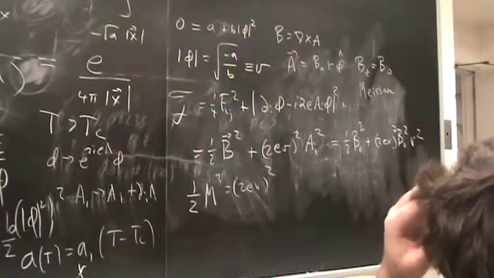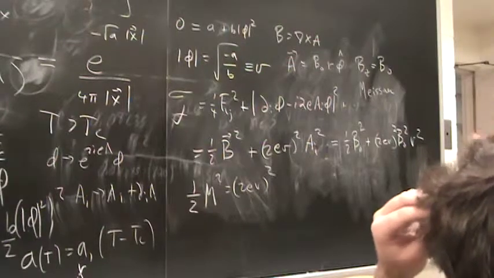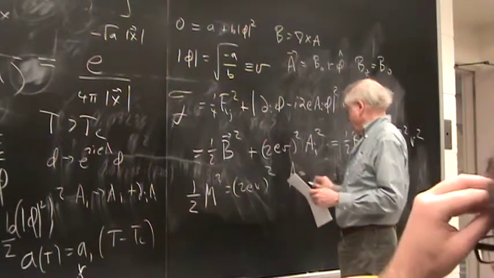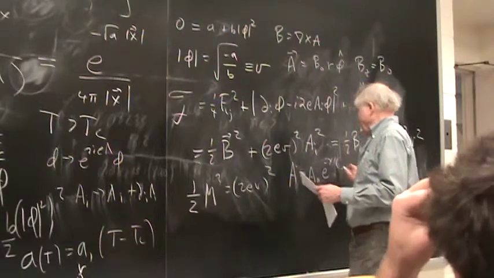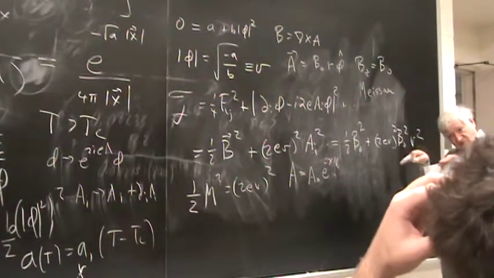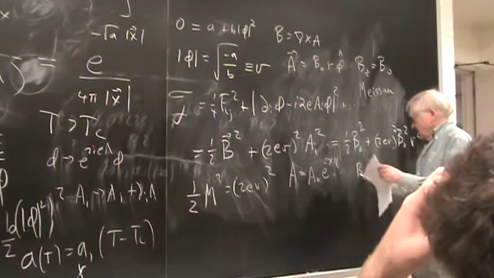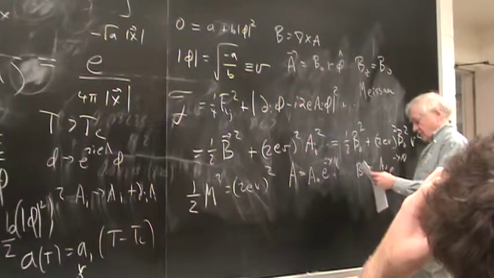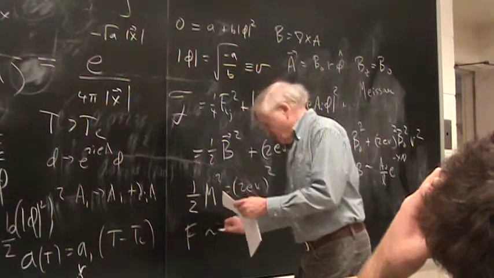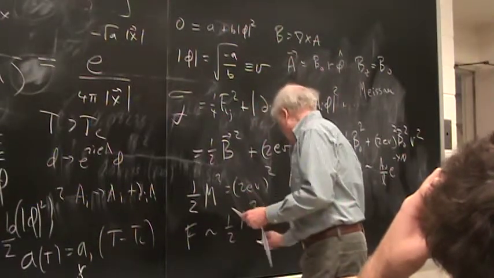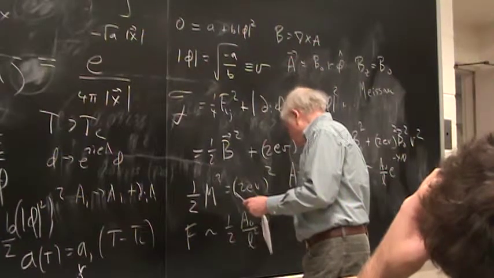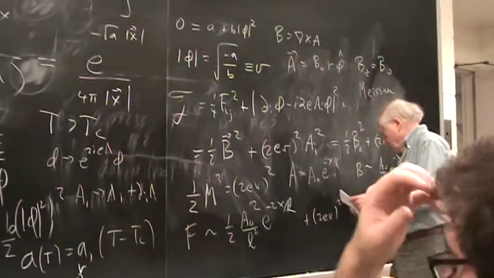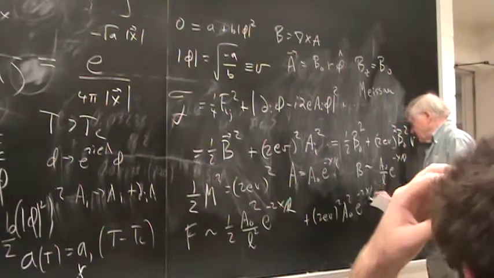And so now London computed what the penetration depth would be. And I'm going to do this very, very casually. I'm going to say A is equal to A0 e to the minus x over L, where x is the penetration into the superconductor. Then B is going to be of the order of A0 over L e to the minus x over L. And now the free energy is of the order of a half A0 squared over L squared e to the minus 2x over L plus 2e v squared A0 squared e to the minus 2x over L.